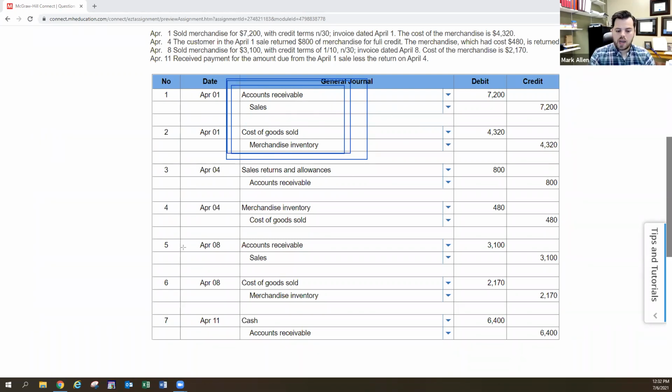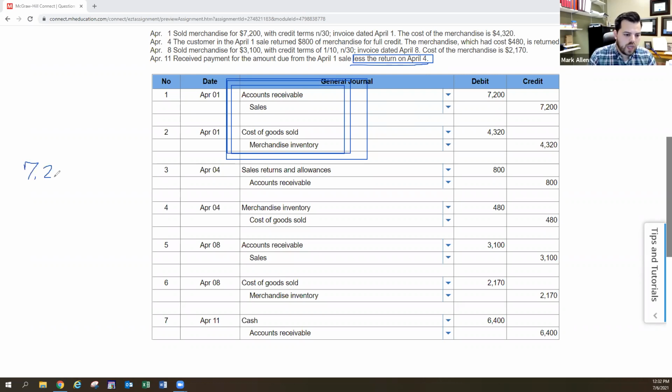Very good. Now, on April the 11th, we received payment for the amount due from April 1st sale. Let's notice the return on April the 4th. I may not always point out that it's less the amount that was returned on April the 4th, but of course you should be able to tell that, right? This is related to that April the 1st sale, and they told us they sent some stuff back. So how much cash should we get?